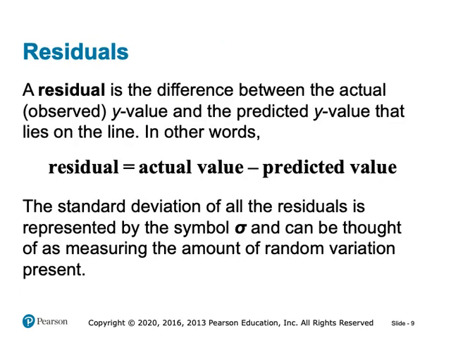Let's now focus on the concept of residuals, which is central to understanding the accuracy and reliability of our regression model. A residual is defined as the difference between the actual or observed value of the response variable, y, and the predicted value of y that lies on the regression line. In simple terms, the residual tells us how far off our prediction was from the actual observed value. Mathematically, we express the residual as residual equals actual value minus predicted value.